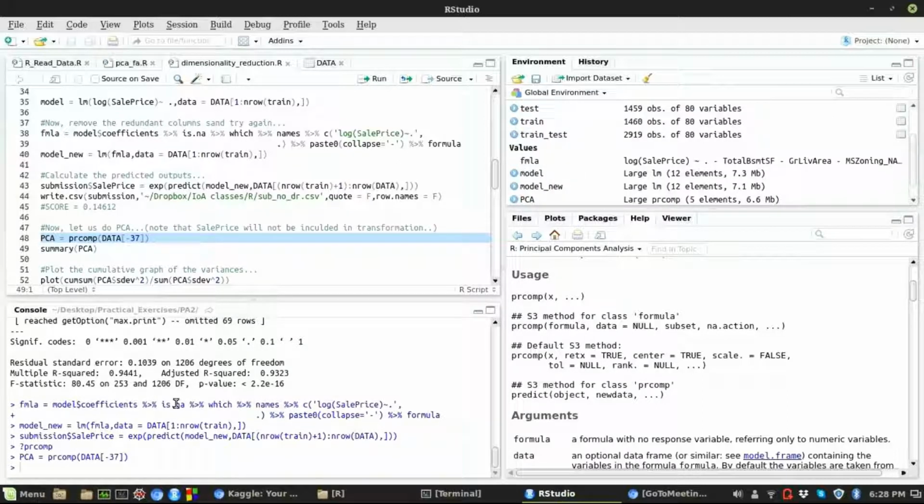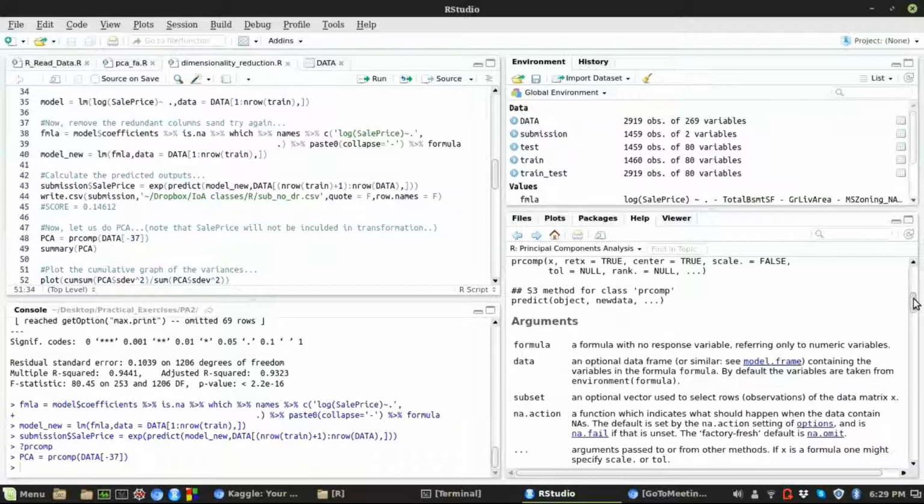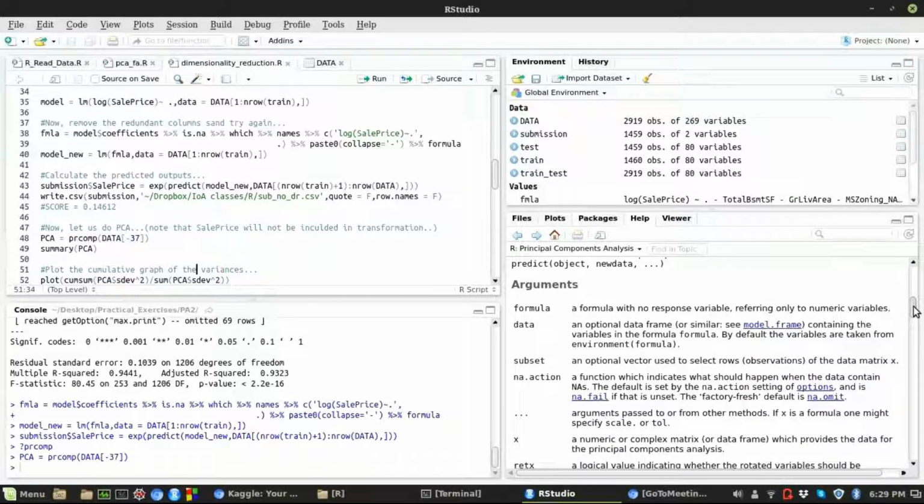What this does is it just calculates the variance covariance matrix of the entire data set that you have provided. So data of minus 37 means it will just drop off that column, the sale price column, take all the other columns, which is the remaining 268, and then calculate the variance covariance matrix. That will be 268 by 268, and then diagonalize it, get out the eigenvalues and eigenvectors. That's what PCA does.